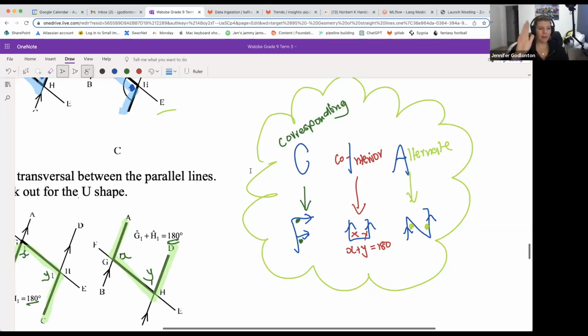Yes, so if you have parallel lines, it's going to be one of these. It's going to be corresponding, alternate, or co-interior, but we haven't learned the proper rules on how to write that yet. We're just doing an introduction to them today. So don't panic just yet.